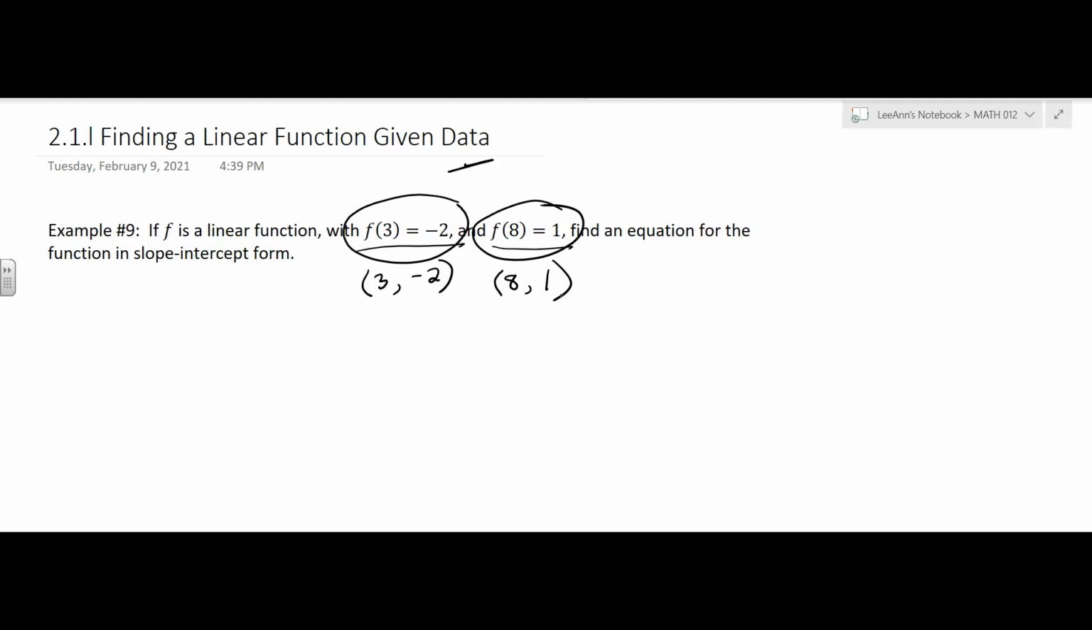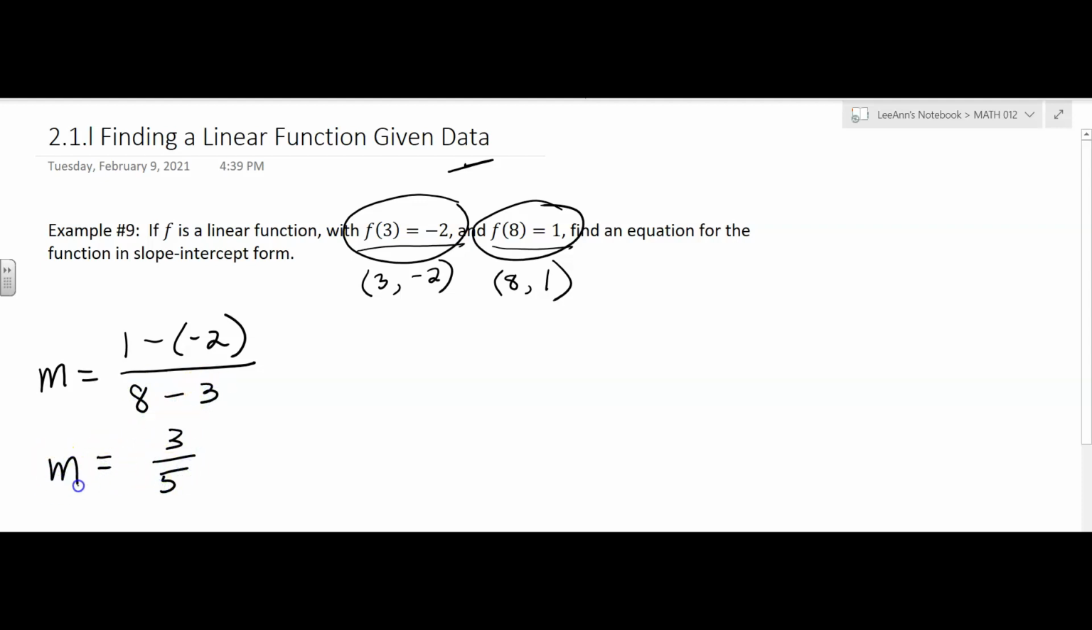Now that we have 2 points, when we write it as 2 points, then we can use the slope formula. So you're going to go 1 minus -2, so you can go find the slope formula if you need to, over 8 minus 3. And that's going to be 3 over 5 for the slope. Okay, we've got the slope then. Hopefully I got that calculated right. Okay, looks good. So I'm probably going to have to use point slope form.